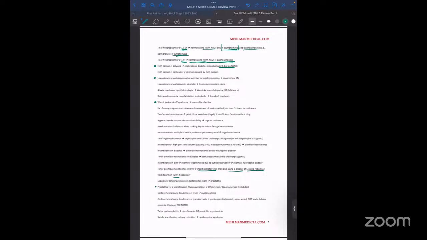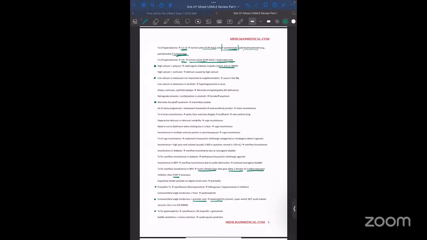Then costovertebral angle tenderness plus fever is pyelonephritis. CV angle tenderness plus granular casts is also pyelonephritis. Correct. It is super weird. It is not ATN. This is on Step 2 CK. So whenever there's CV angle tenderness, think of pyelonephritis. Treatment of pyelonephritis is ciprofloxacin or ampicillin plus gentamicin.